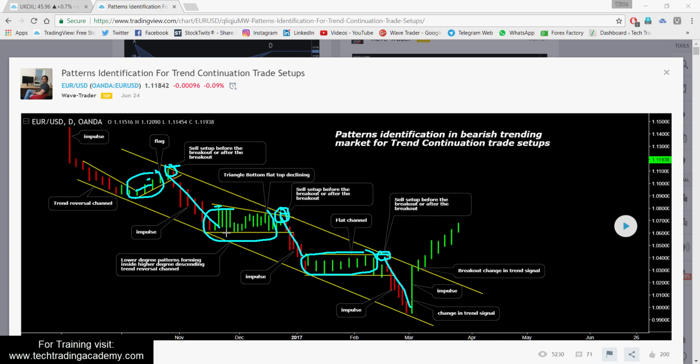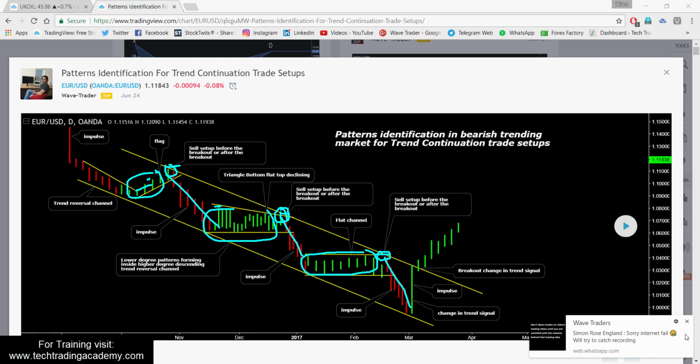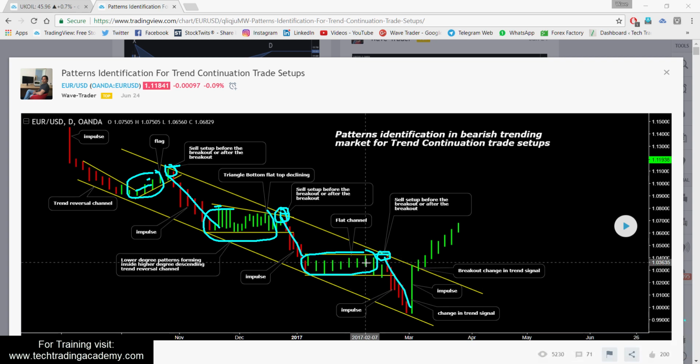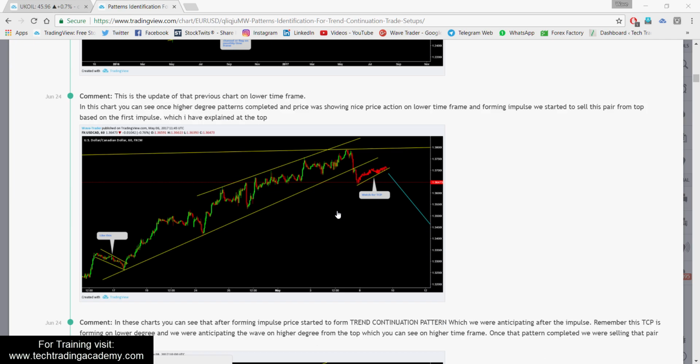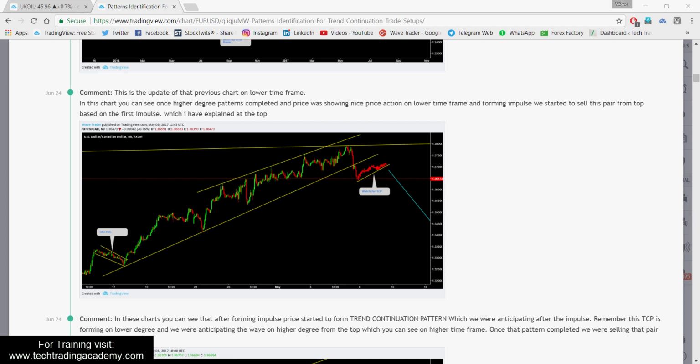You can use some indications for that, like oscillators, moving averages, or whatever you like. You can use those to figure out which oscillator or which indicator gives you more accuracy in understanding the end of the correction, when that correction is going to finish. Every time your fib level is going to vary when you are looking for the retracement area.